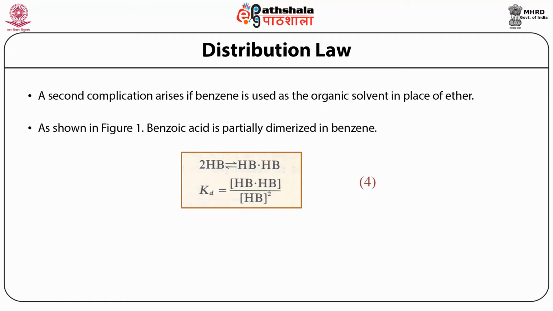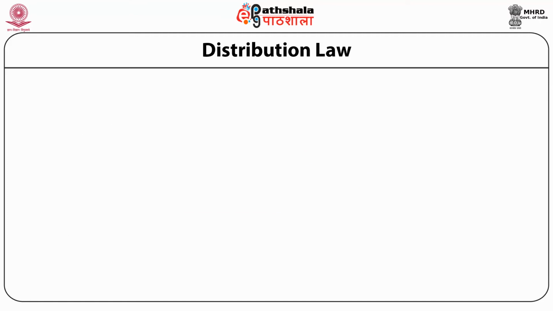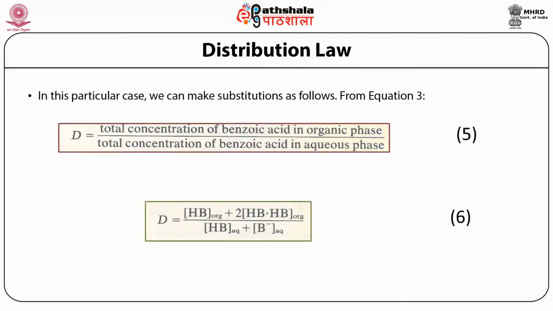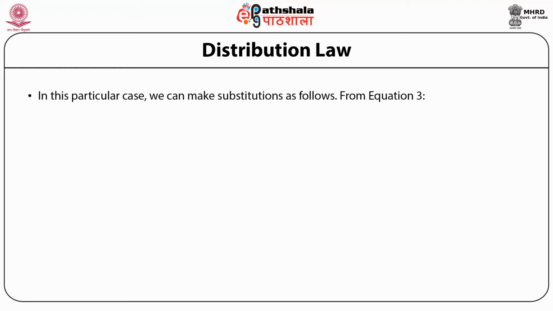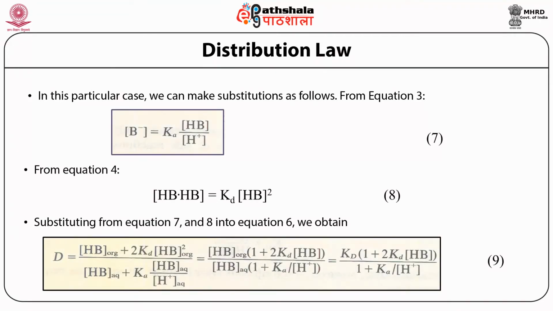In extracting benzoic acid, one will like to know how much benzoic acid is in each phase. The expression which takes all forms into account is called the distribution ratio D. The distribution ratio D is equal to the total concentration of benzoic acid in the organic phase upon the total concentration of benzoic acid in the aqueous phase, represented by equations 5 and 6. In this particular case, one can make substitutions from equation 3, and we obtain equations 7, 8 and 9 as shown in the following equations.